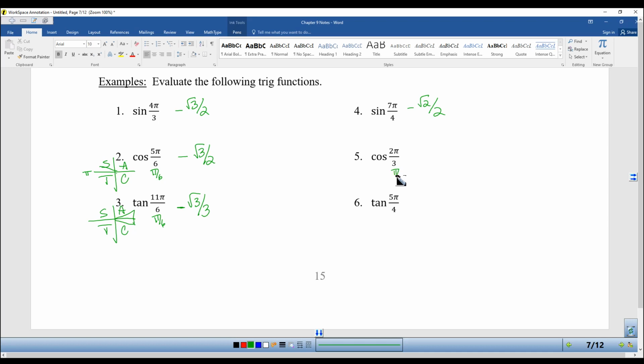Next one, reference angle, pi thirds. On the chart, cosine of pi thirds is 1/2. 2 pi thirds is right there in quadrant 2, but cosine is negative in quadrant 2.